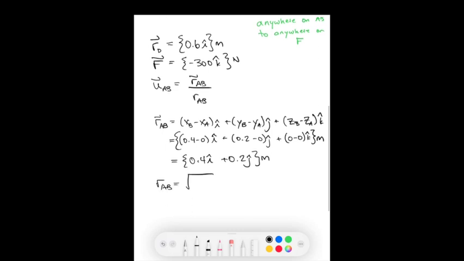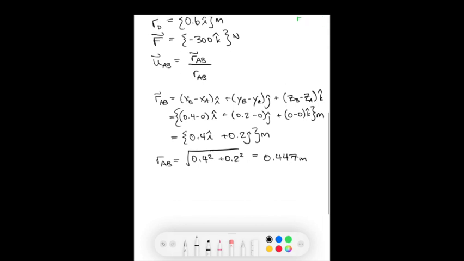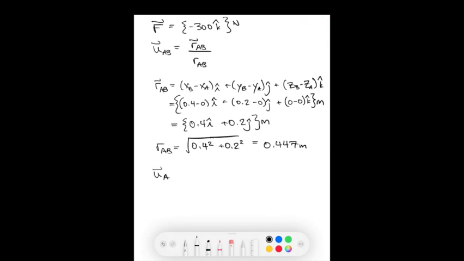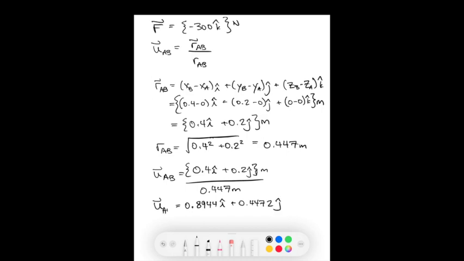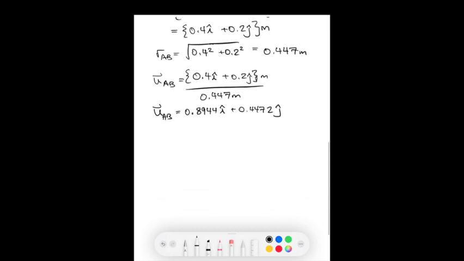And we find the magnitude equal to the square root, 0.4 squared, and we see that's equal to 0.447 meters. Okay. The unit vector, therefore, is equal to, so here's our unit vector. Now we have everything we need to do the dot product and the cross product.